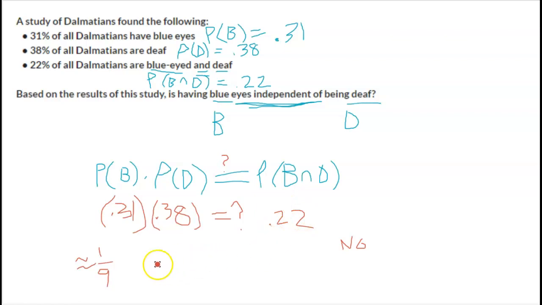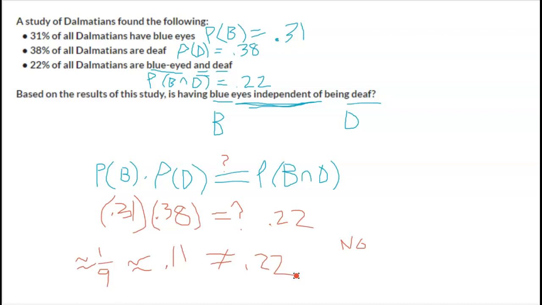What this means is, I'll write it as 0.11. You fix it up later if I got it right. It is not equal to 0.22. So no, they are not independent. And you can also say something more. You're noticing that the intersection is larger than it would have been if they were independent. The reality is larger. That means that these two are more likely to be together in a Dalmatian.